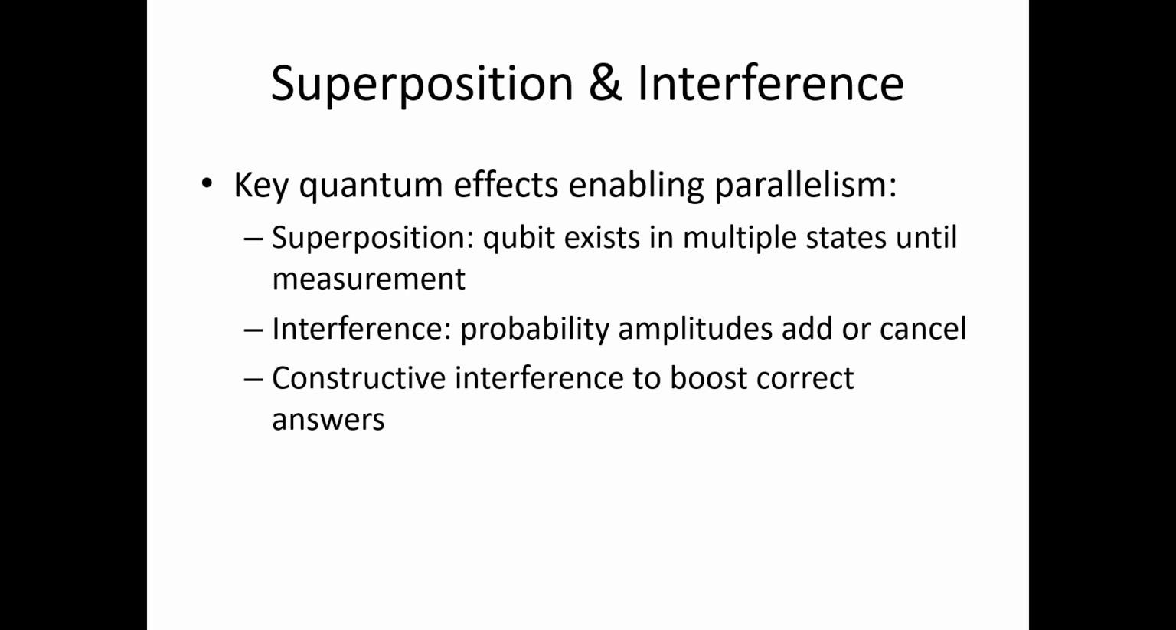Two key quantum effects that enable the power of quantum computing are superposition and interference. As we mentioned, superposition allows a qubit to exist in multiple states simultaneously until a measurement is performed. Interference, on the other hand, is a wave-like property where the probability amplitudes associated with different quantum states can add up or cancel each other out. Quantum algorithms are designed to leverage constructive interference to boost the probability of the correct answer, while destructive interference cancels out incorrect paths.